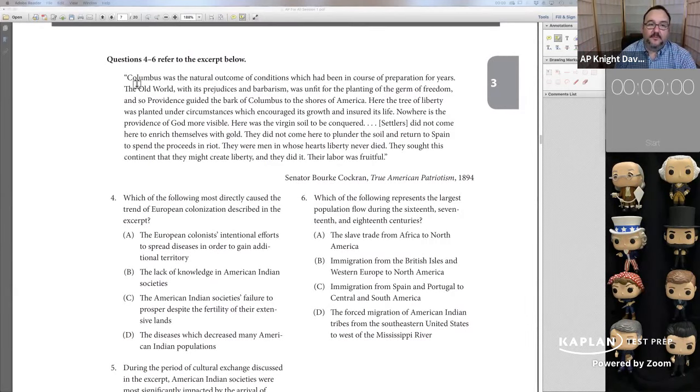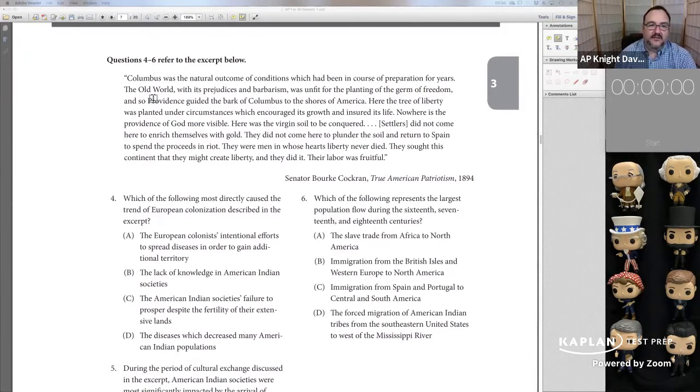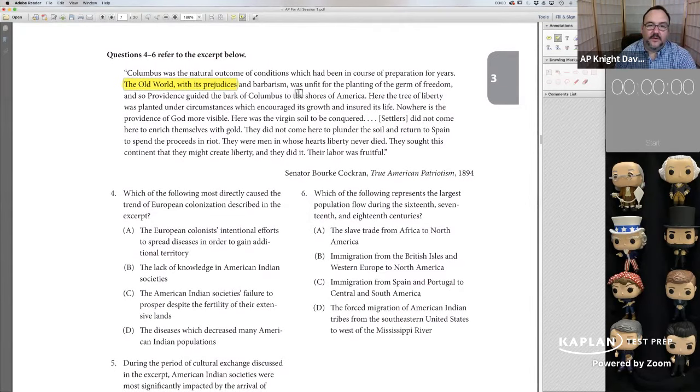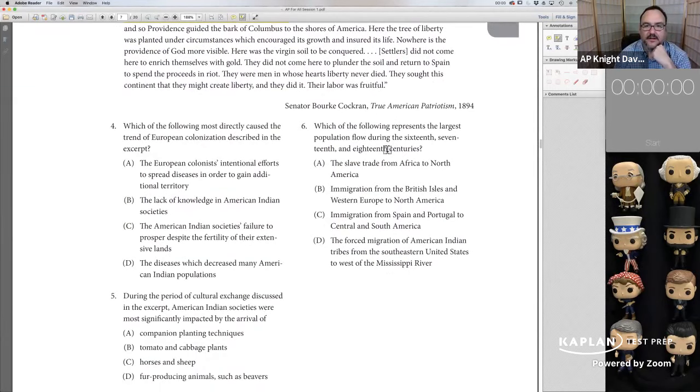He's basically praising Columbus. He's saying the old world with its prejudices and barbarism, basically that the natives were savages and never could be trusted. They couldn't have possibly brought such a powerful, amazing thing here. What? Awful, terrible guy. I don't even know Senator Cochran, and I don't like him. So that's going to be something you're going to have in your mind as you look at the questions.